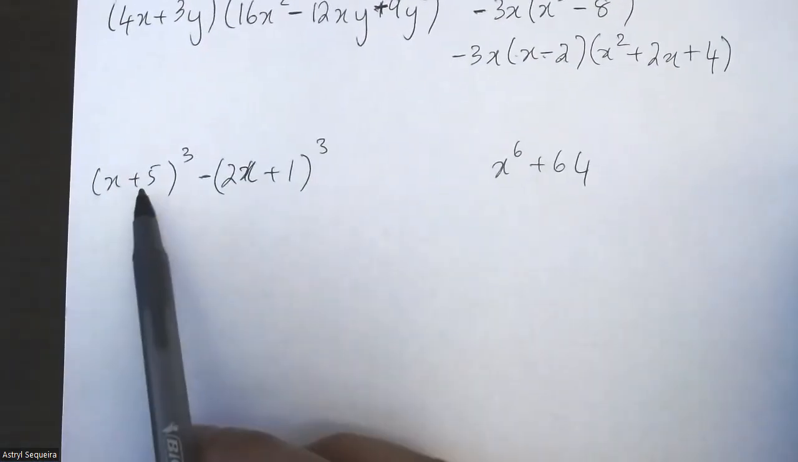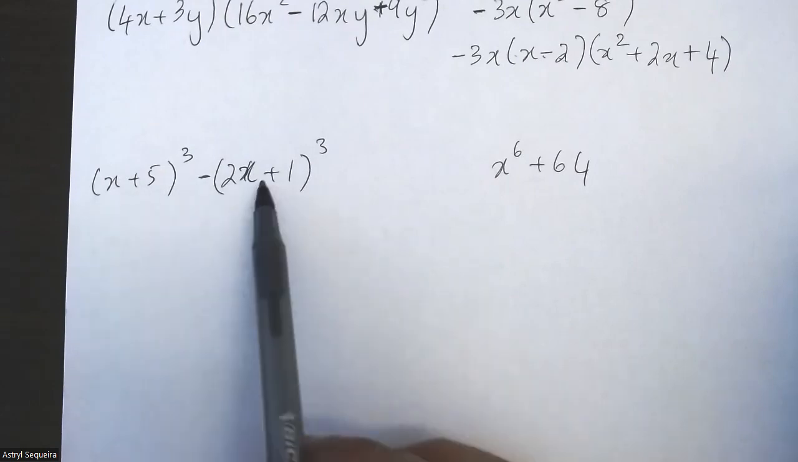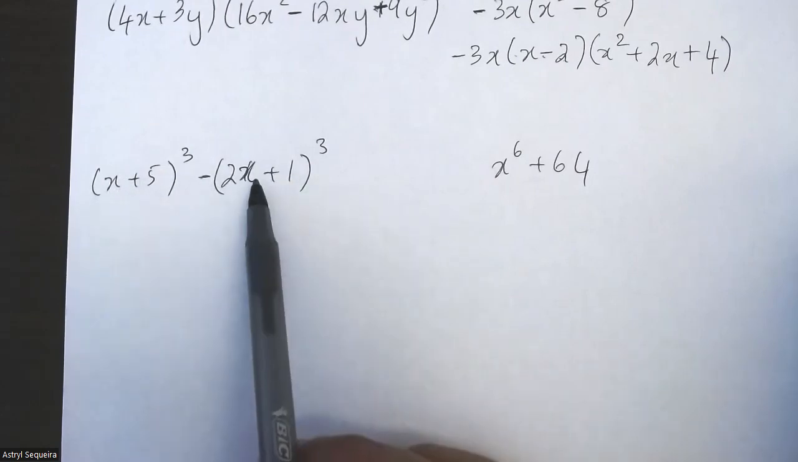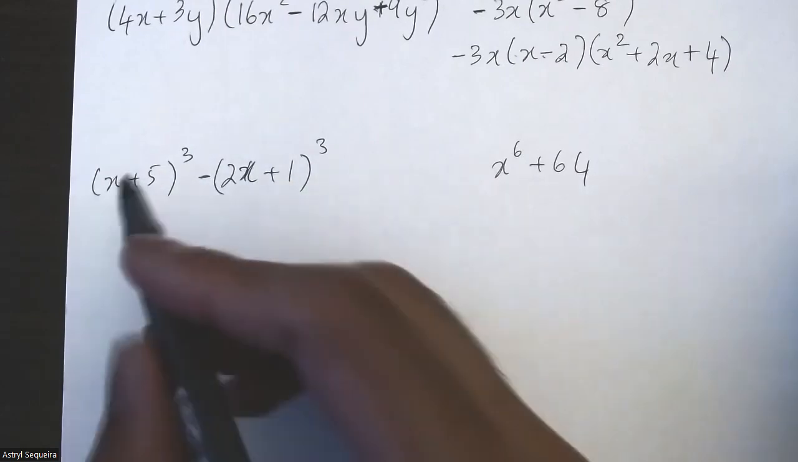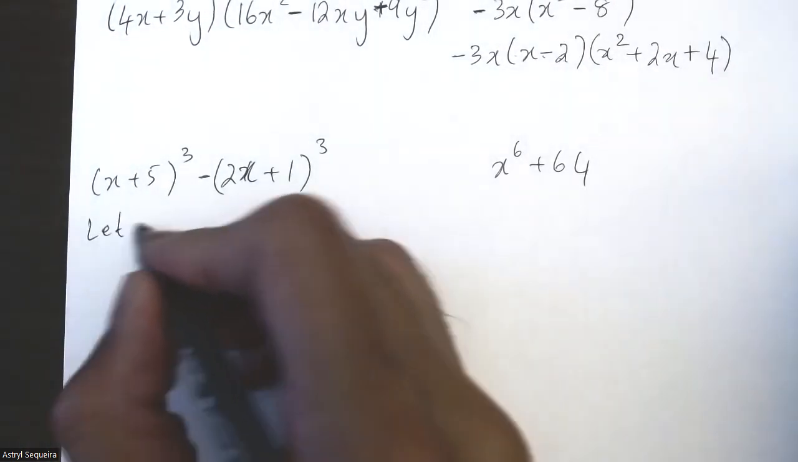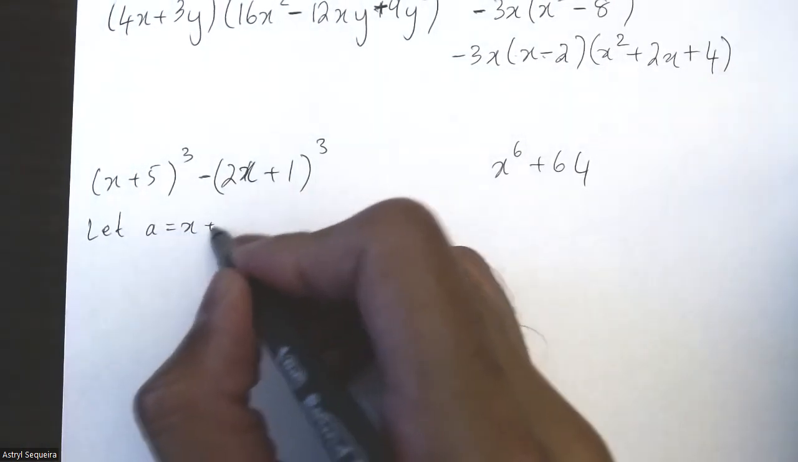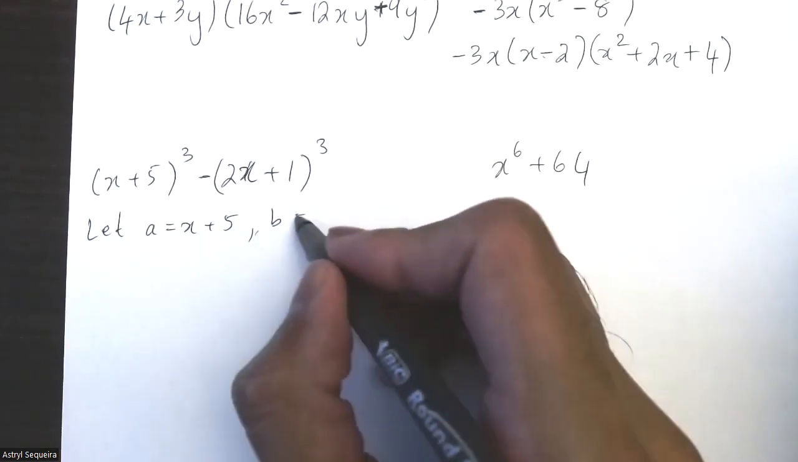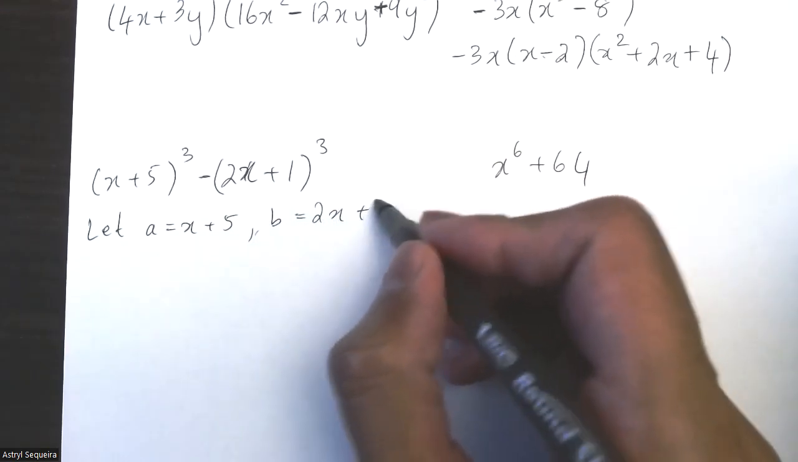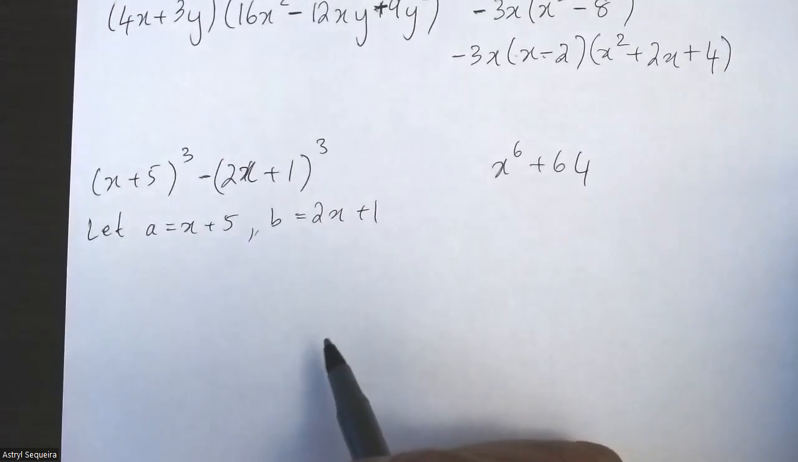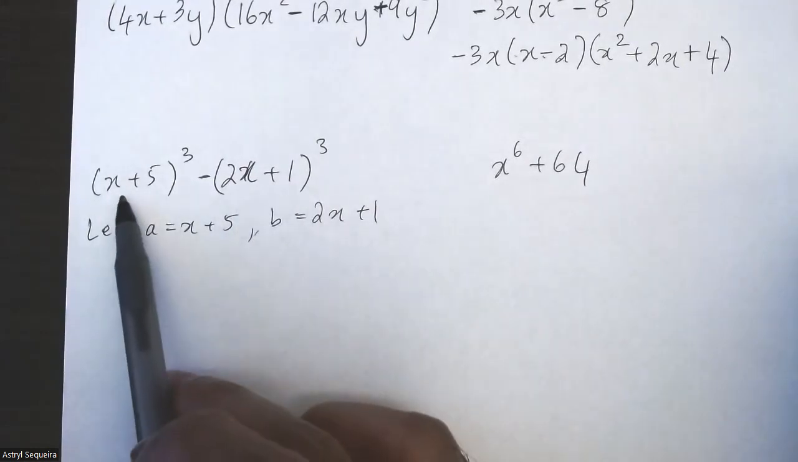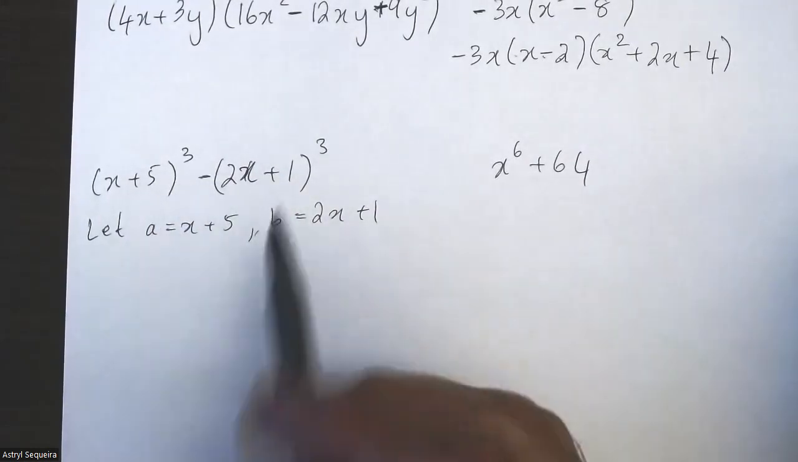Let's go to this third problem here, which is a bit difficult. Now you can do this straight away, but I like to actually do substitution here to make it a bit easier. I'm going to say let a equal x plus 5 and b equal 2x plus 1, basically my first and second bracket. So now let me do the difference of cubes.